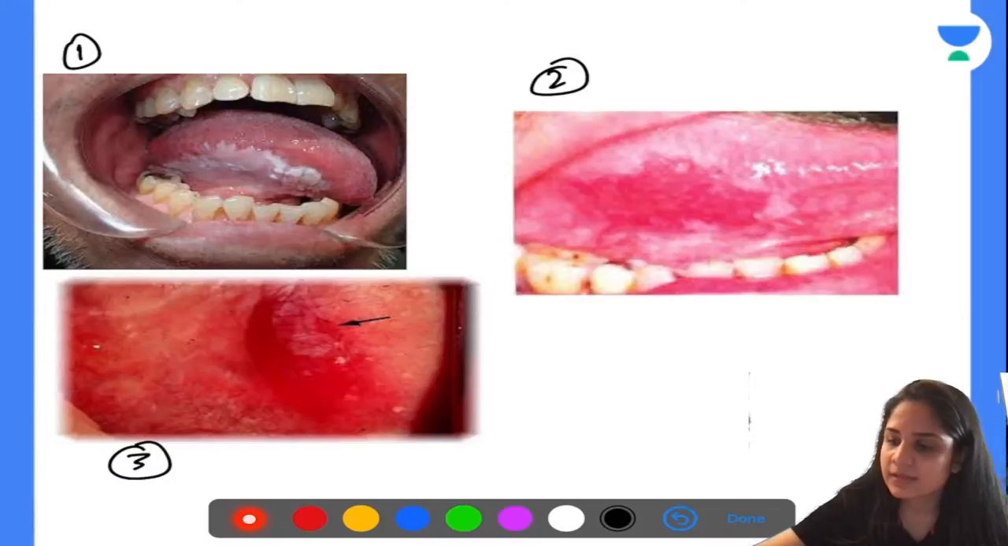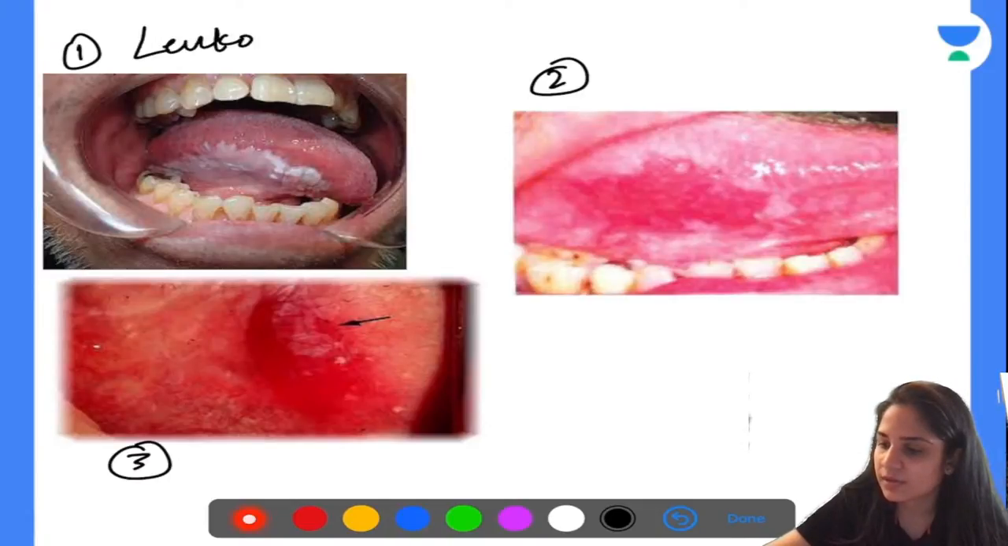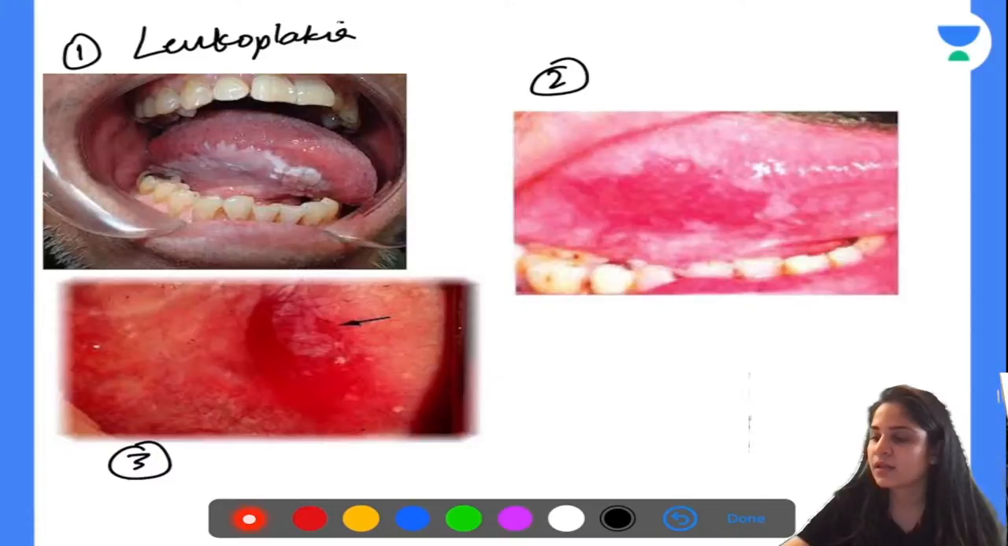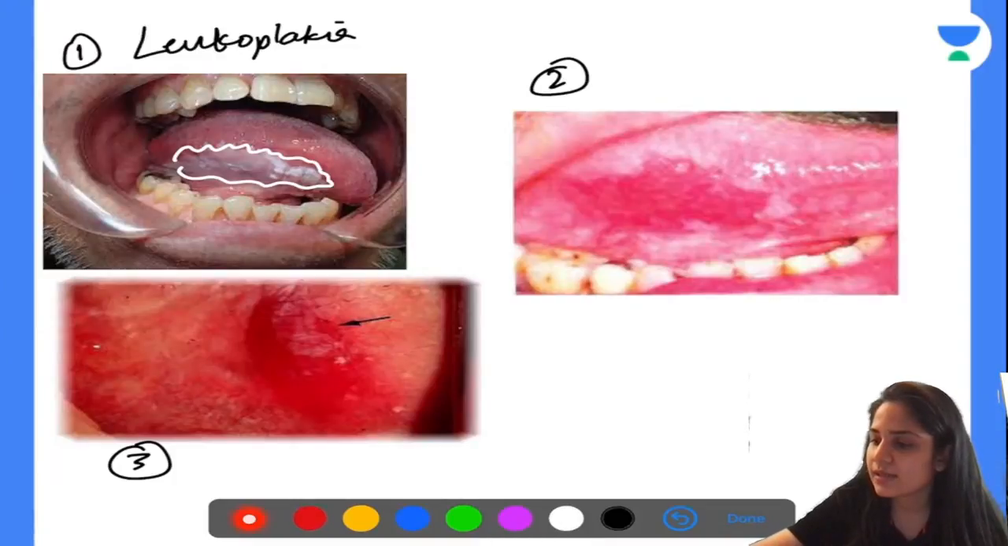So the first lesion that you can see over here clearly is leukoplakia. Okay, you can see it over here. There is a whitish irregular margin lesion that is present. On 2, you can see there is a reddish irregular margin lesion that is present on the tongue. So that is erythroplakia.